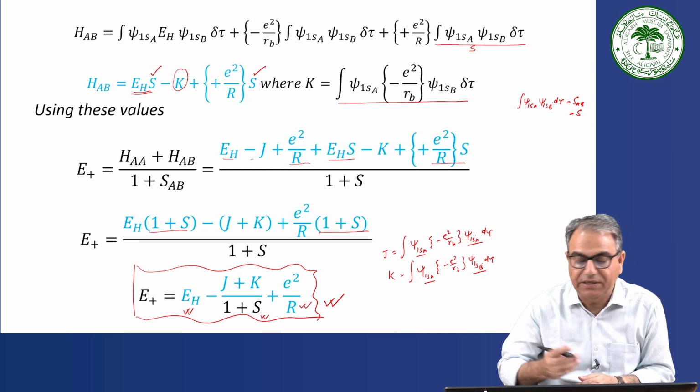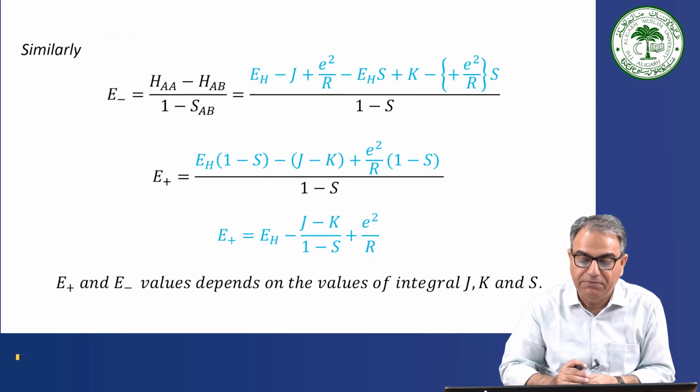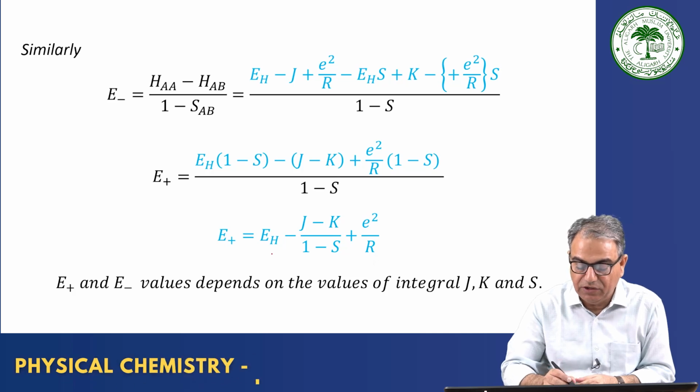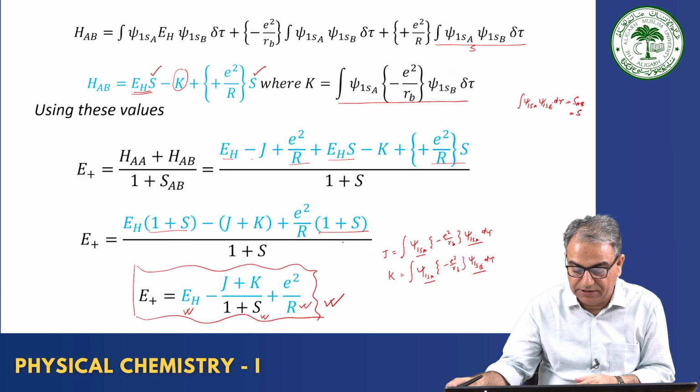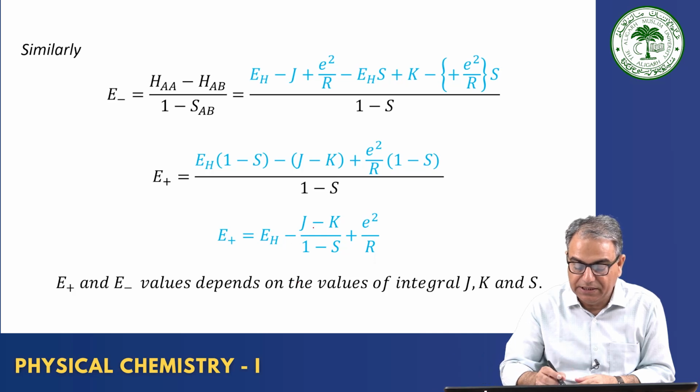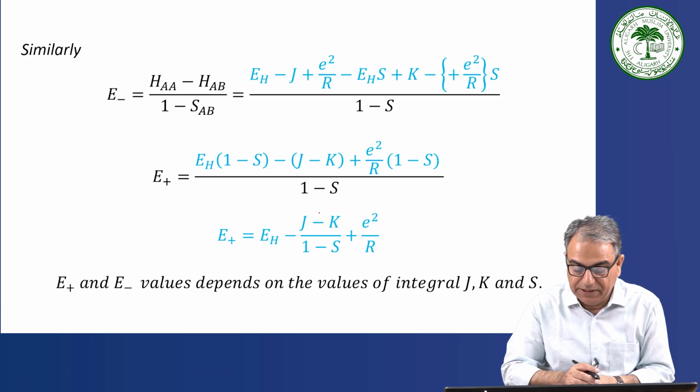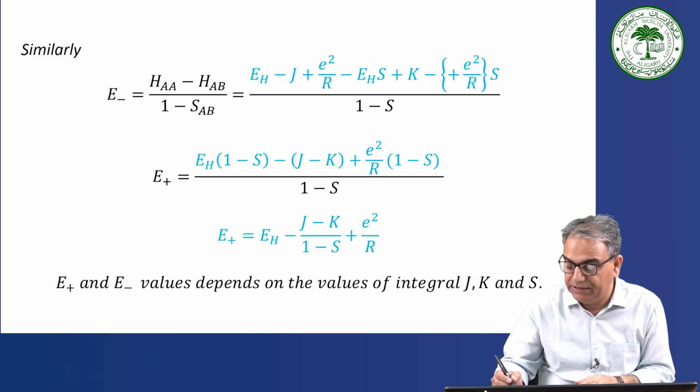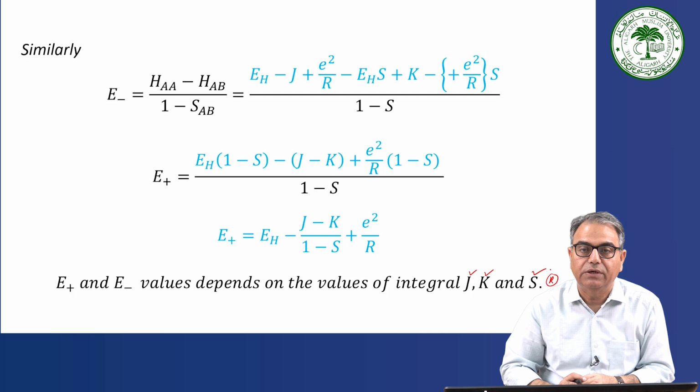In the same fashion, one can go and find out the value of E minus. And the E minus value we obtain is EH minus (J minus K) over (1 minus S) plus e square by R. You see the difference. Here you have EH minus (J plus K) over (1 plus S) plus e square by R, and here you have EH minus (J minus K) over (1 minus S) plus e square by R. This is the only difference at this point. Okay. So the E plus and E minus values depend on the value of integral J, integral K, the S value as well as R, the internuclear separation.